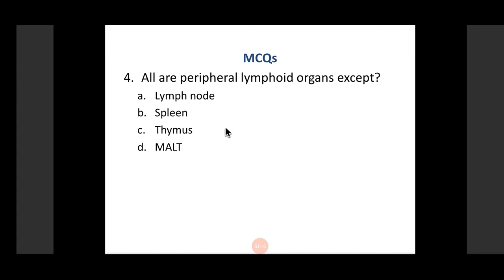All are peripheral lymphoid organs except: lymph nodes, spleen, thymus, MALT. So all of the following are peripheral or secondary lymphoid organs except, very good, thymus. There are only 2 central or primary lymphoid organs, thymus and bone marrow. All the others, spleen, lymph node, MALT, are secondary or peripheral lymphoid organs.